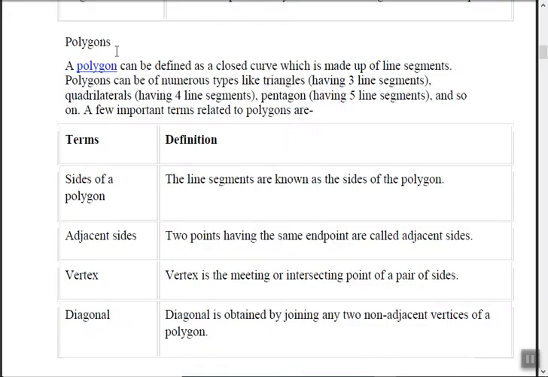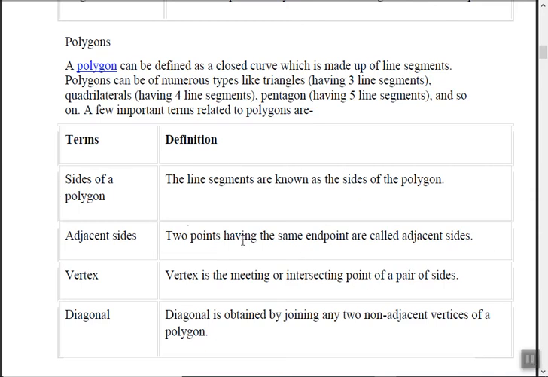Okay. Polygons. We have already studied this in our earlier chapter. A polygon can be defined as a closed curve which is made up of line segments. Polygons can be of numerous types, like triangle. Polygons means any figure which has straight lines as edges and has more than two sides. So a triangle has three sides, so it's a polygon, and anything with more sides is a polygon. Quadrilateral, pentagon, hexagon, heptagon, decagon, everything which has more than two sides is a polygon. Okay, move on. Sides of a polygon. The line segments are known as the sides of the polygon.